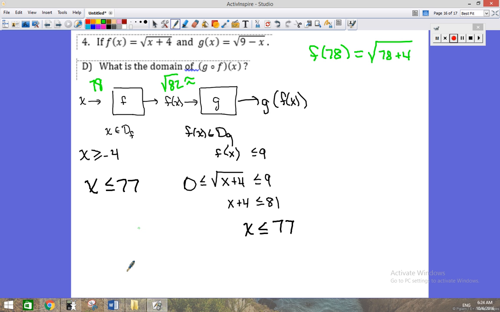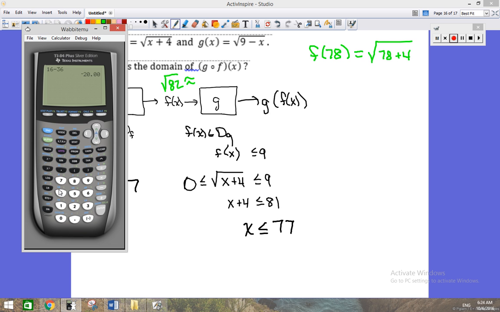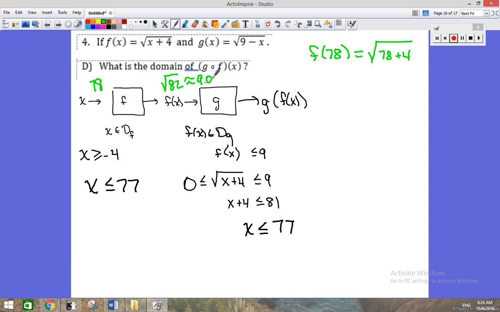If I have a decimal, let's get a decimal point, because sometimes you look at the square root of 82 and you're like, I don't know what that number is. But you look at a decimal number, to 2 decimals, this is 9.06. When you plug that into g, the square root of 9 minus 9.06, that 0.06 is enough to make this negative, and this is undefined. I can't let 78 be in the domain of f, so that's why we've restricted it to be 77 or smaller.